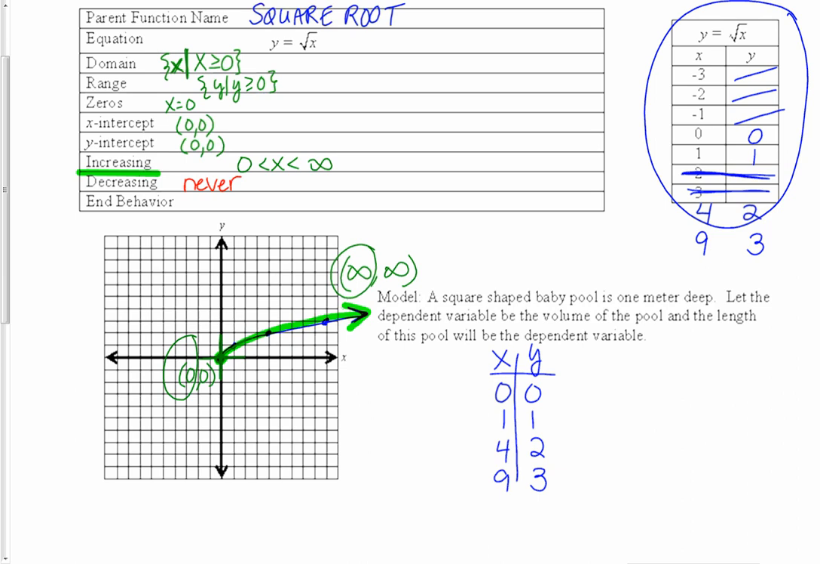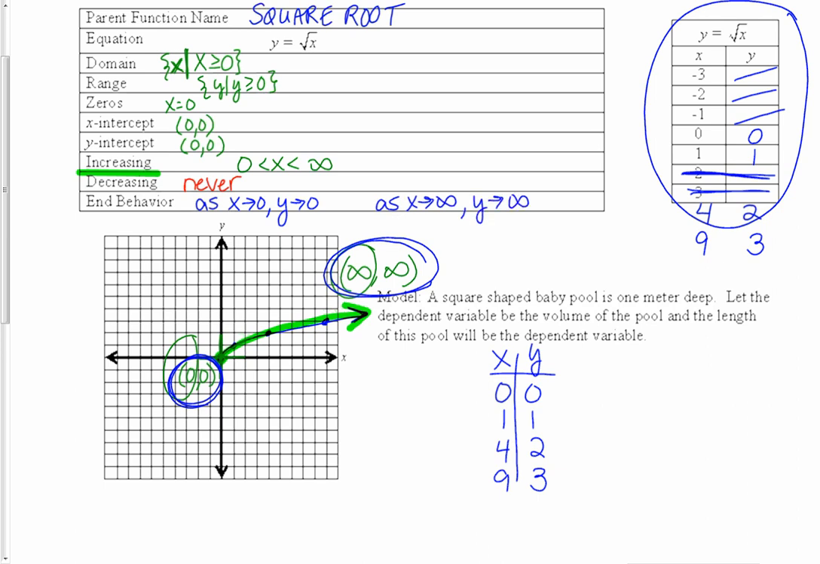When I go to do the end behavior, I need to do the x and y values of each ordered pair. So my first ordered pair was at 0, 0. I can write as x approaches 0, y approaches 0. For my second endpoint, I have infinity, infinity. As x approaches infinity, y approaches infinity.